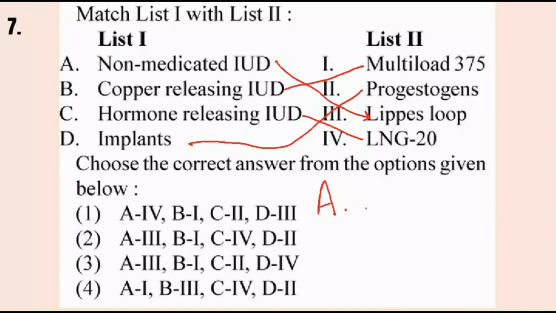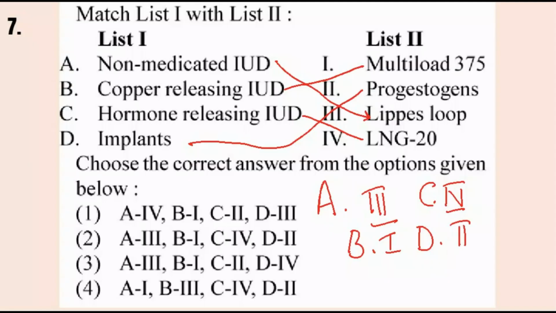A, 3; B, 1; C, 4; and D, implants, that is 2. So which will be the option that matches all the 4 in this way? A3, B1, C4, then this is the option D2. So all the options are correct in this case. So answer is option 2.